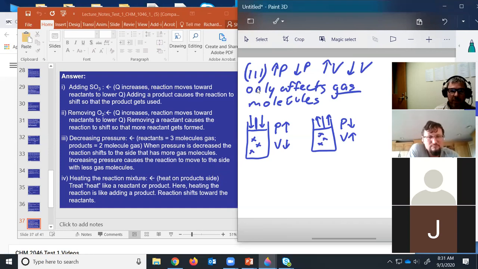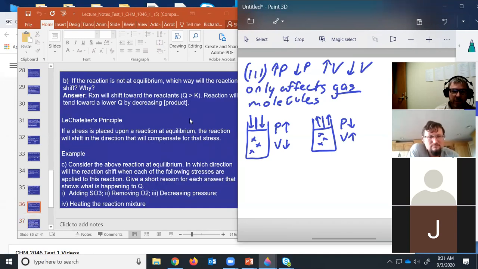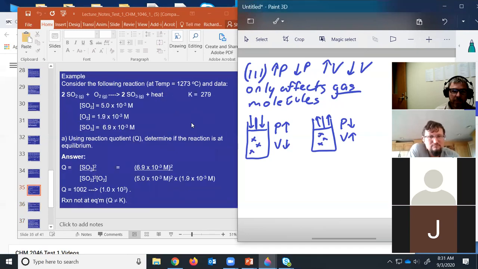Now, what happens from an equilibrium point of view? Well, if we look at the initial reaction, you can see that they're all in the gas phase. So we have 3 molecules on the reactant side in the gas phase and 2 molecules on the product side in the gas phase. And I know that because they have G's next to them. That tells me they're gases.